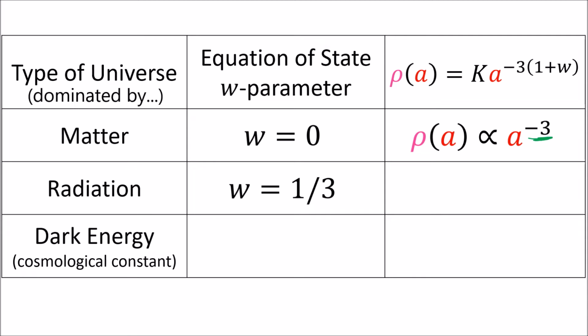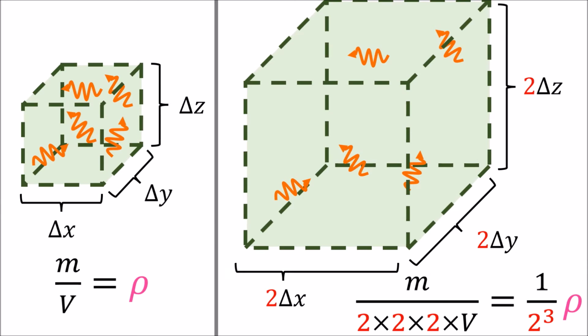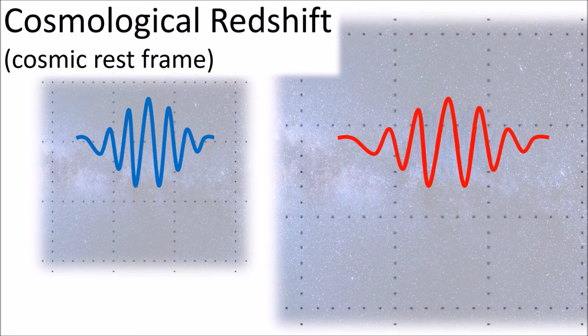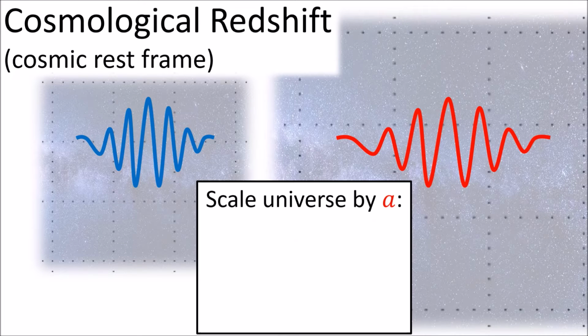For radiation, which has w equals 1/3, we find the energy density is proportional to a to the negative 4. With radiation, not only does it become less dense due to the expansion of the three spatial dimensions, radiation waves also get stretched out in the cosmic rest frame due to cosmological redshift. When the universe expands by a factor of a, the wavelength of light also increases by a factor of a.